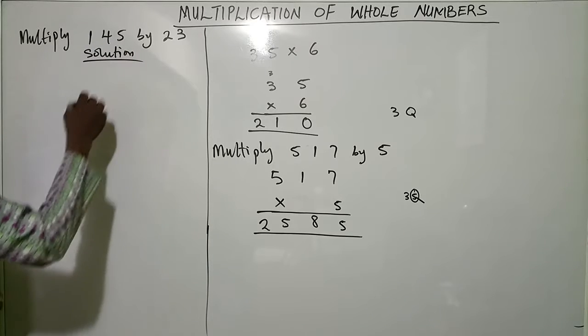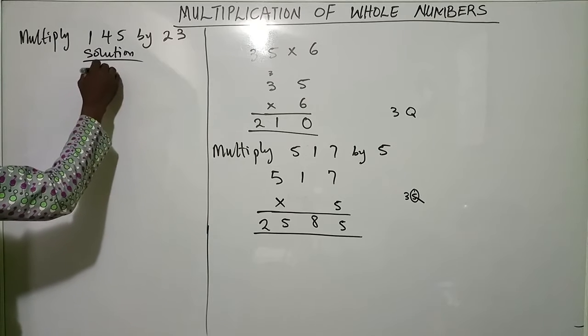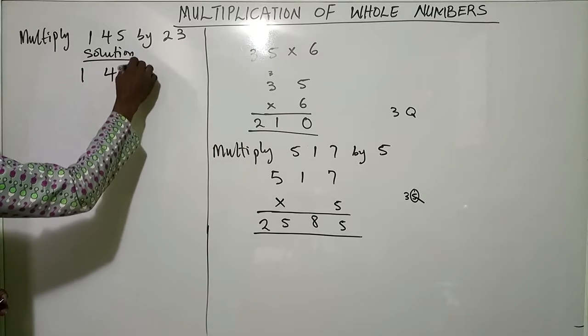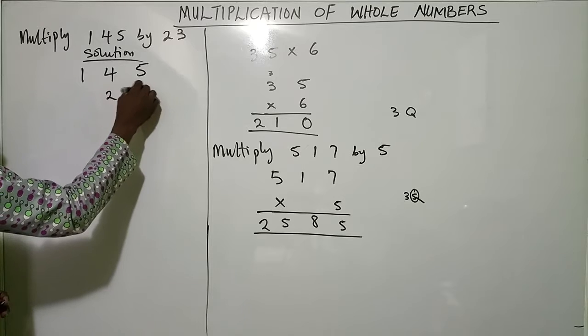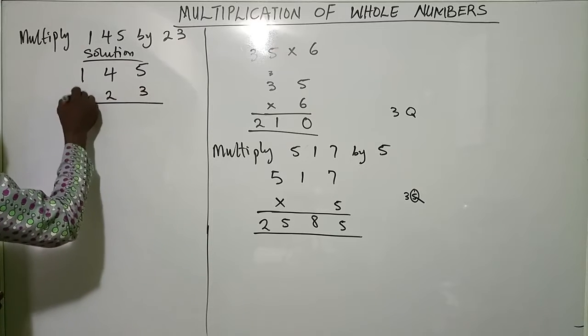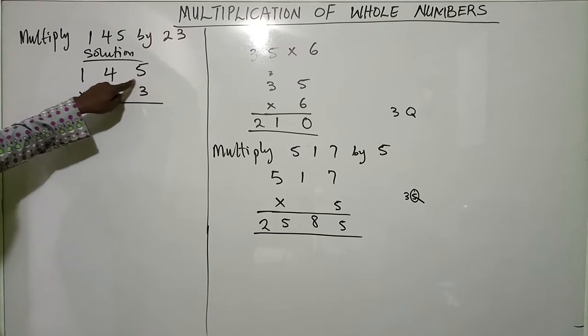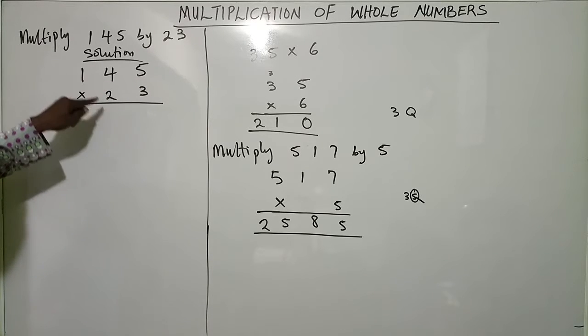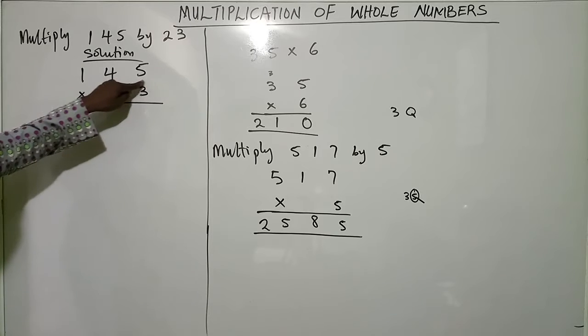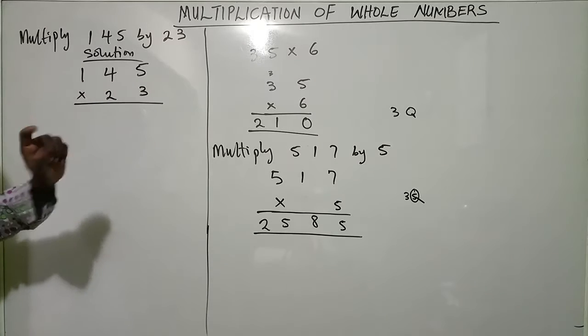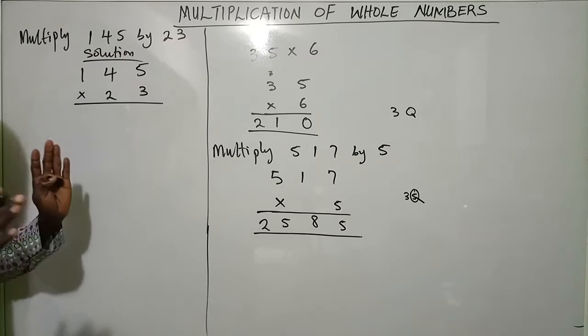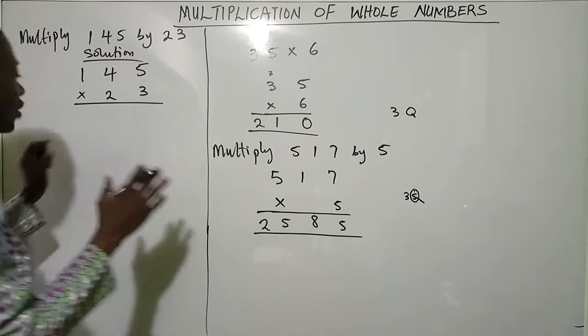Multiply 145 by 23. Here I say 1, 4, 5, then 2, 3. Like so, we multiply. Now the business here is that we're going to use 3 to multiply everything we are seeing here, and after that we'll use 2 again to multiply everything we are seeing here.